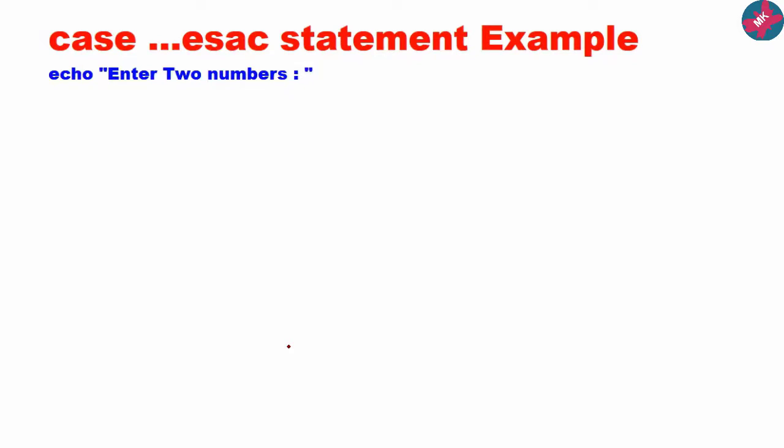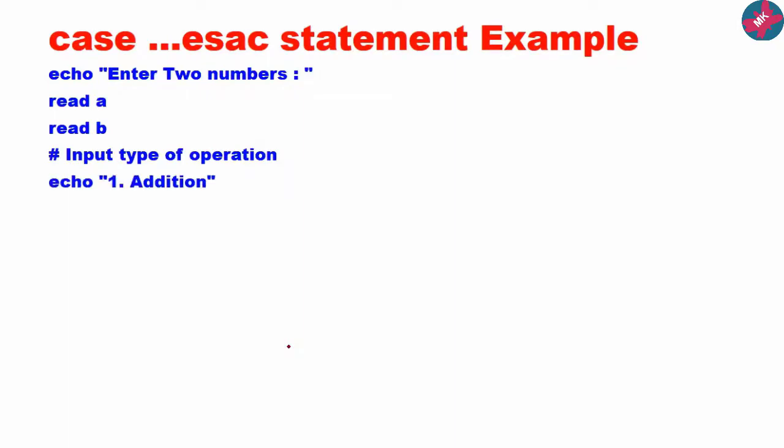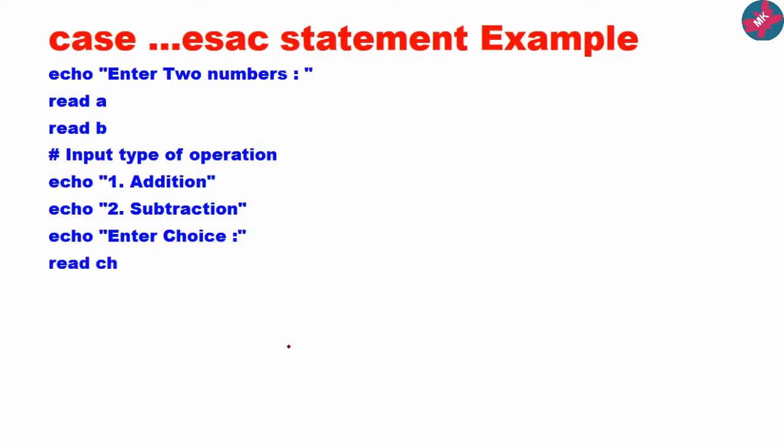So, enter two numbers. Then I will read A and read B, these two numbers from the user. Then I will display to the user that he has two options. One is addition, second is subtraction. Then I will ask his choice, whether he wants to perform addition or subtraction, and then I will read his choice. And then, for the calculator operation of addition and subtraction, I am going to write the case statements.